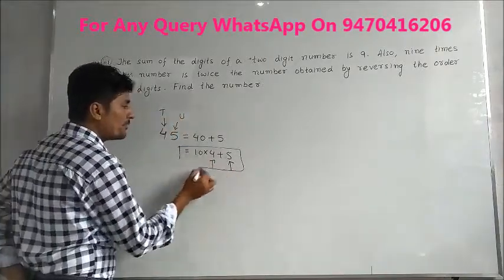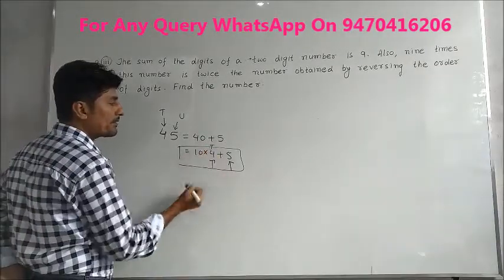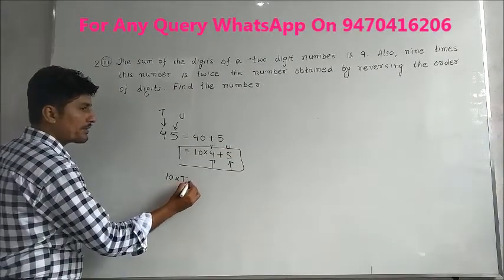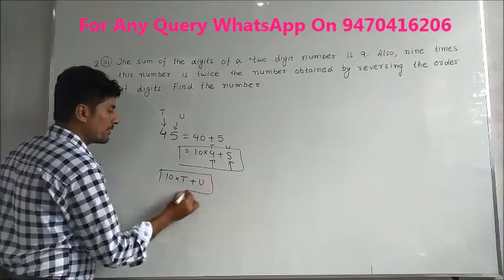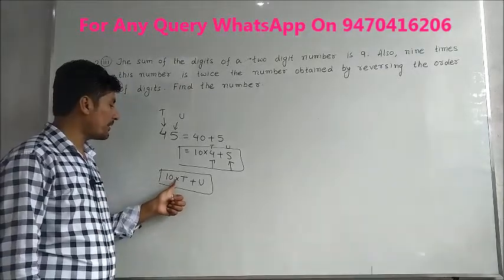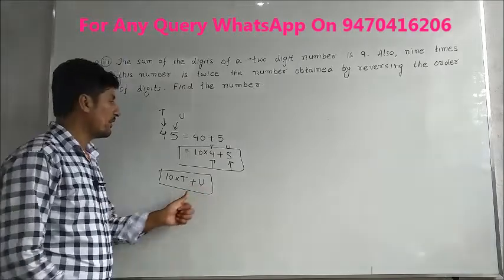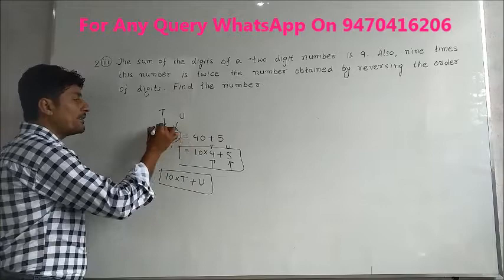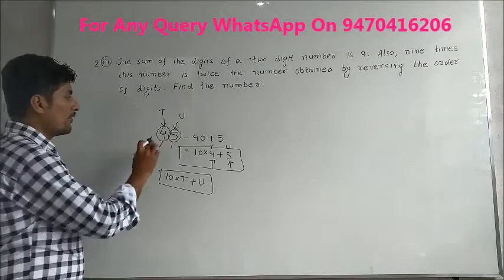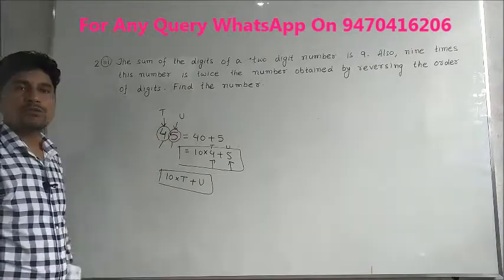So every 2-digit number is in the form of 10 multiplied by the 10th place digit plus the unit place digit. Every 2-digit number can be expressed in the form of 10 multiplied by 10th place digit plus unit place digit. 4 and 5 are the digits of the 2-digit number 45, in which 4 is the 10th place digit while 5 is the unit place digit.